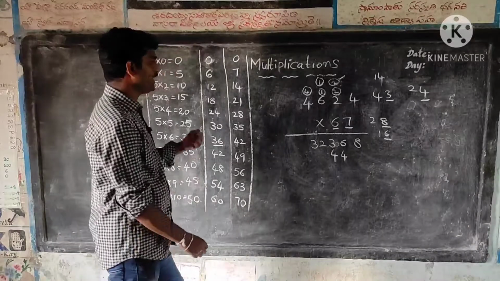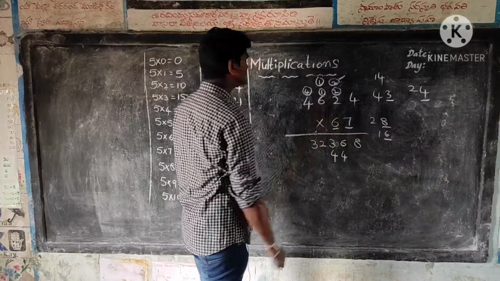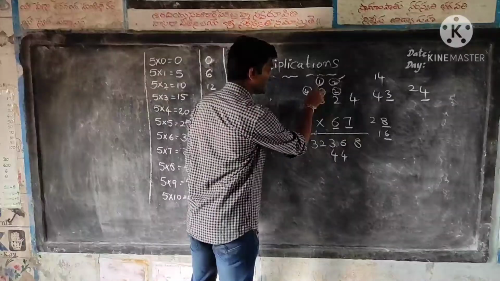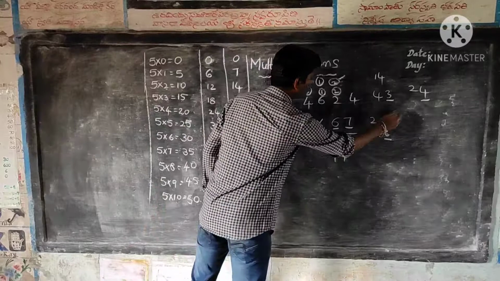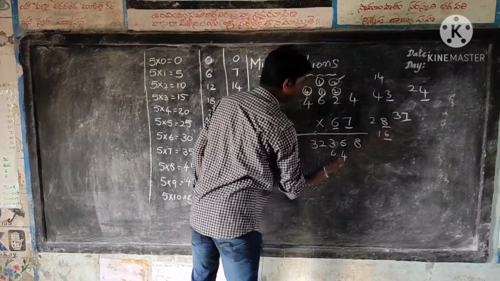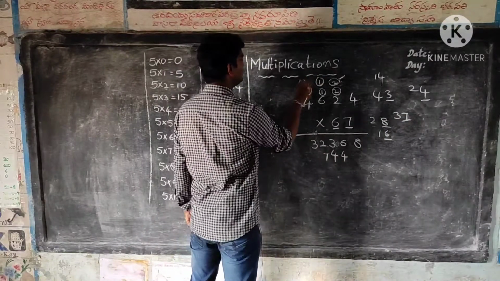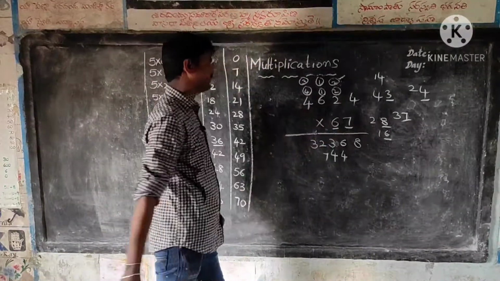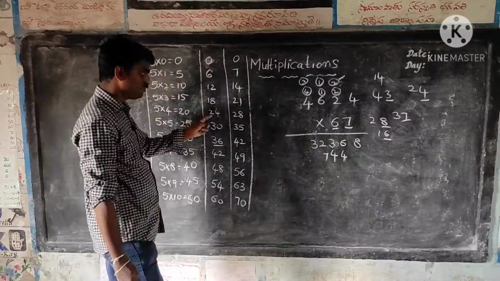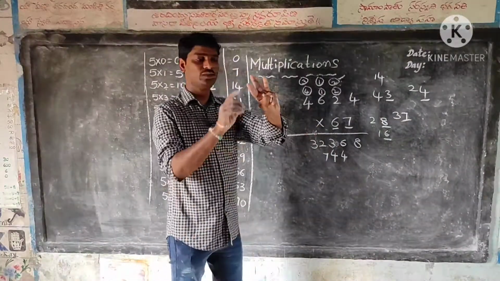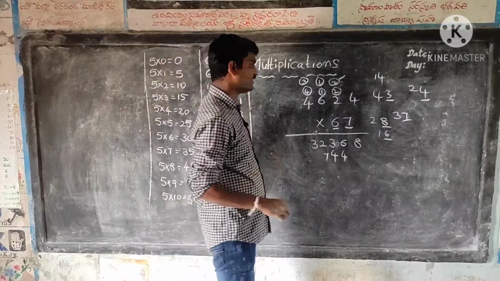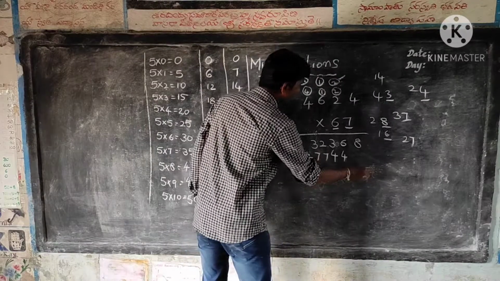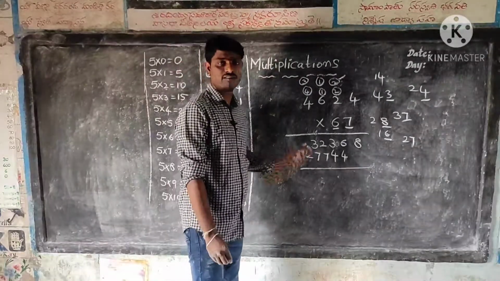Okay children. Next 6 6s are 36, 36 plus carry 1, 37. In this 37 I am writing 7 here and 3 is given as a carry. Last, 6 4s are 24, 24 plus 3, 25, 26, 27. So I am writing 27 directly. Why? Because there is no number after the 4.